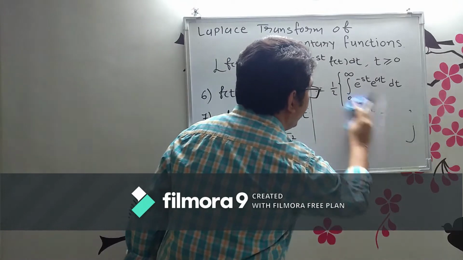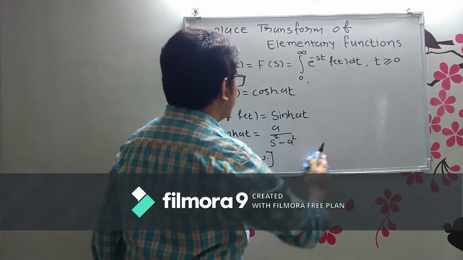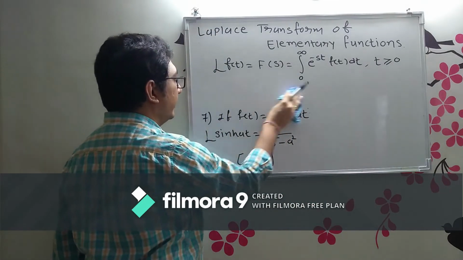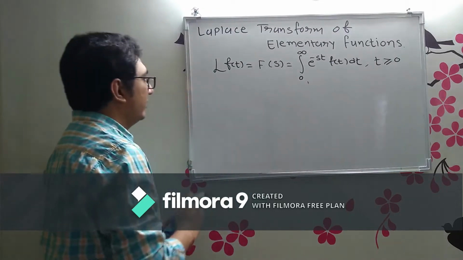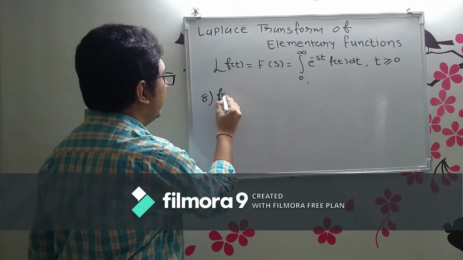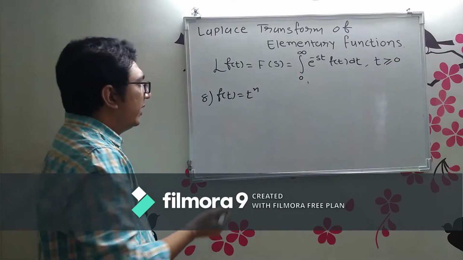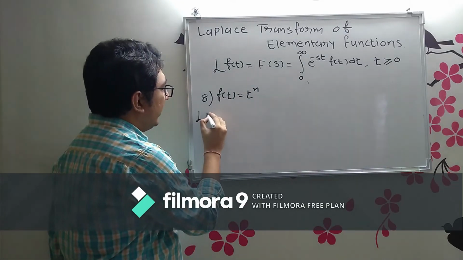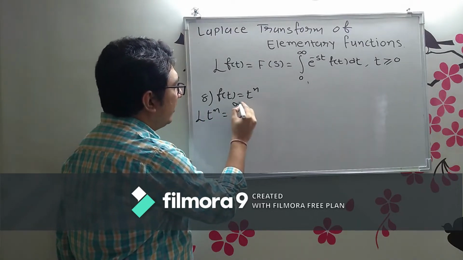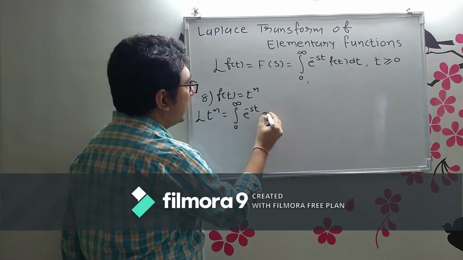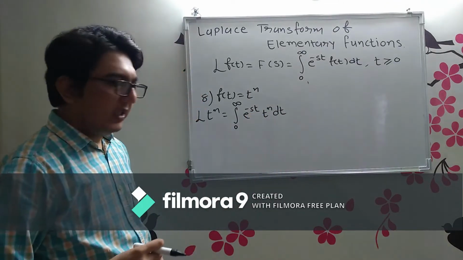For now we have only one function remaining, that is t raised to n, and that is very important. Formula number 8, f of t is equal to t raised to n. So Laplace of t raised to n is the integration from 0 to infinity of e raised to minus st into t raised to n. How to take the integration of this form?